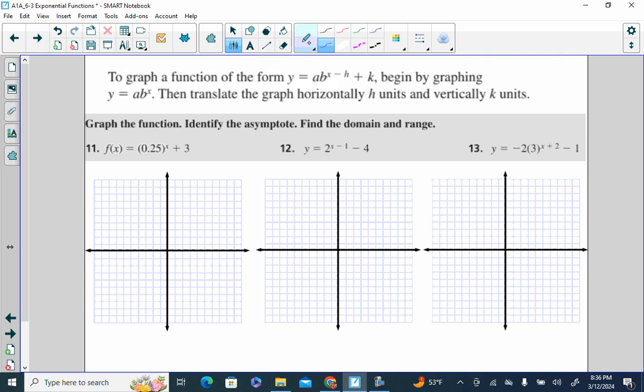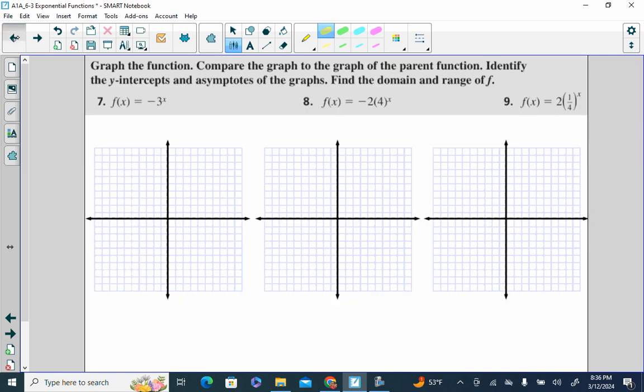Okay. Well, let's read it before we do it. To graph a function in the form y = a times b to the x minus h, plus k, begin by graphing y = a times b to the x. Then translate the graph horizontally h units and vertically k units.